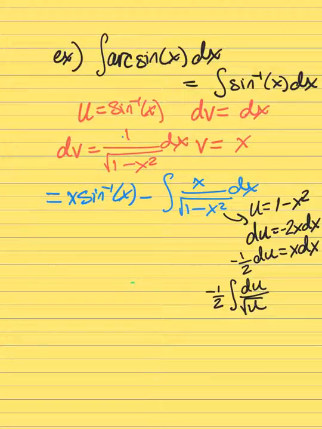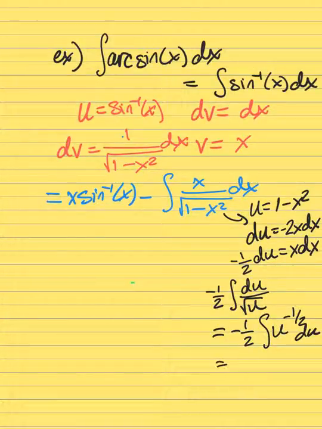We've talked about this with the square root of u though. And we've talked about what to do with the square root of u, right? It's really to the 1/2 power. It's in the denominator, so it's really to the negative 1/2 power. So really you've got negative 1/2 the integral of u to the negative 1/2 du, which is negative 1/2 times u, add 1 to the exponent, so negative 1/2 plus 1 is 1/2.